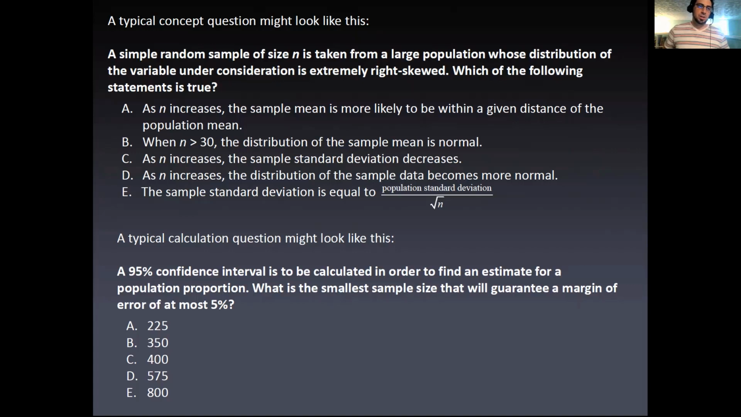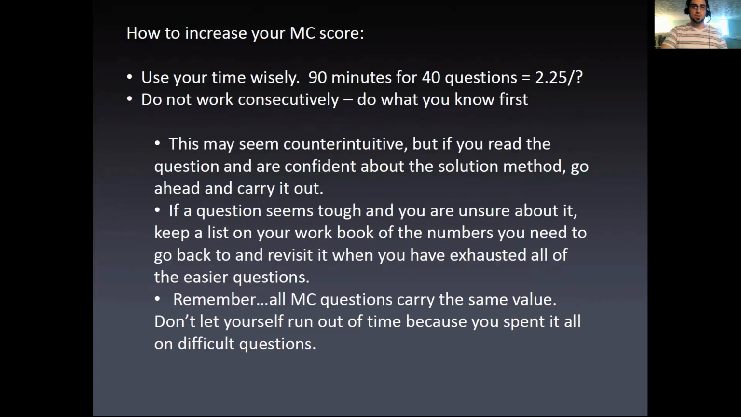Now, the next question is a typical type of calculation question. A 95% confidence interval is to be calculated in order to find an estimate for a population proportion. What is the smallest sample size that will guarantee a margin of error of at most 5%? I'm not going to calculate it, but you would have to perform some calculations, perhaps even with your calculator, to figure this one out. So this is the distinction between a concept type question and a calculation based question.